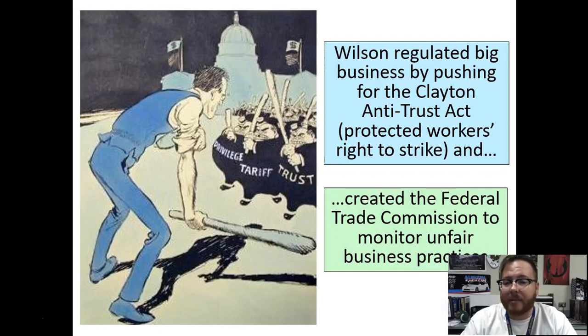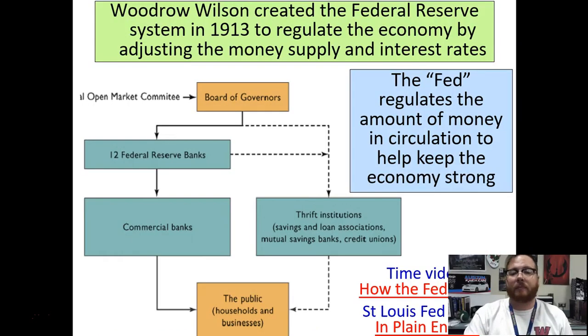Wilson regulated big business as well by pushing for the Clayton Antitrust Act, similar to the Sherman Antitrust Act that Roosevelt used. But the Clayton Antitrust Act protected workers' right to strike, to be able to fight for better working conditions and better pay. And he created the Federal Trade Commission, the FTC, to monitor unfair business practices, another way of regulating big business.